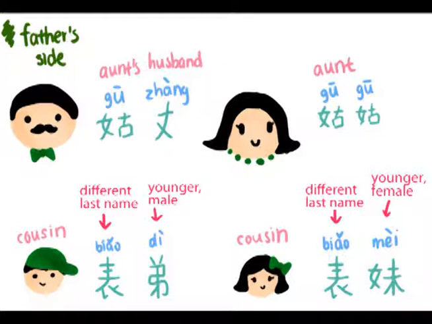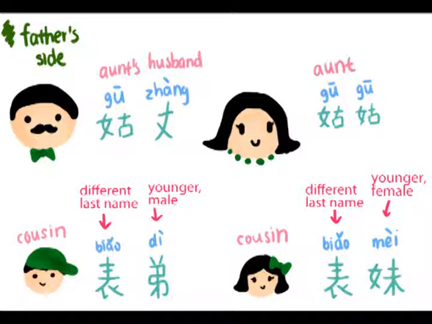Gu Gu means aunt, or your father's sister, regardless of age. Gu Gu. Gu Zhang is your Gu Gu's husband, or your father's sister's husband. Gu Zhang.